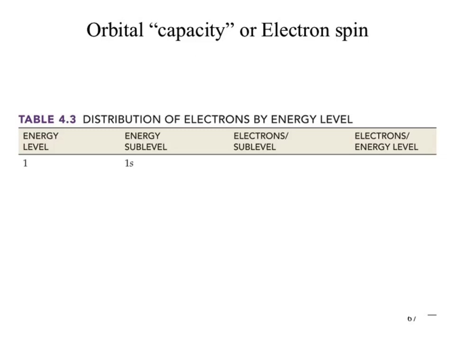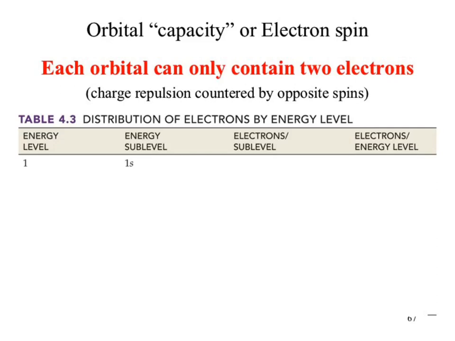Energy level. The sublevel, I have just the s orbital. How many electrons fit in that sublevel? 2. So the total electrons for the first energy level? 2. Okay. What happens if I move to the second energy level?